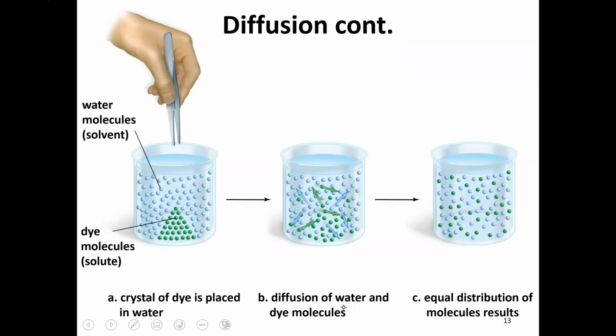So here's a picture of diffusion. Here we just put some dye. Think of like at Easter when you're getting ready to color Easter eggs. You put those little dye tabs into a container of water and vinegar. That dye is going to dissolve. That's the solute. So I'm going to put that here.